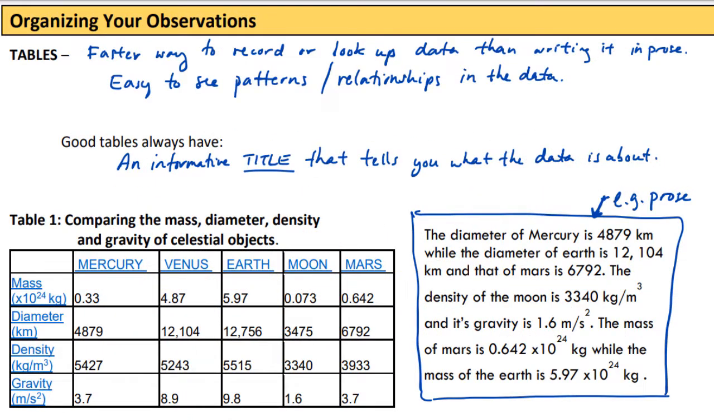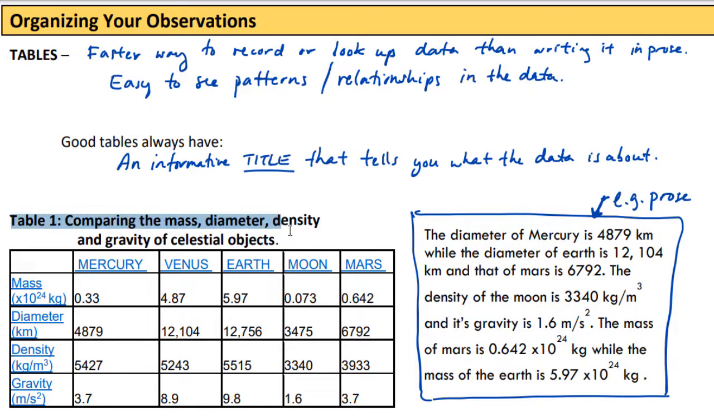Let's just finish up now and we'll talk about organizing the observations that you're going to be doing. Tables are the fastest way to help you record stuff. Take a look at this information here on the right. This is called prose. Prose is when you just write things out. Now, this prose doesn't even have a quarter of the data that's in this table. This table is much easier to read.